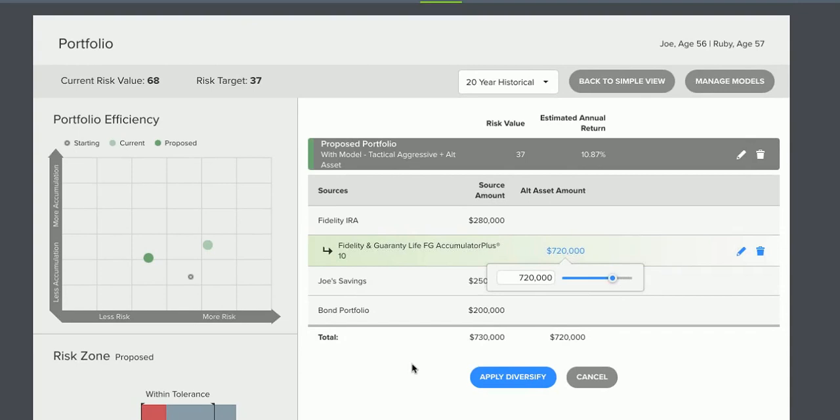Now, one of the things that's unique about this is I can continue this conversation into an income conversation, right? So I'm actually going to apply this right now, and I'm going to put this into the plan.